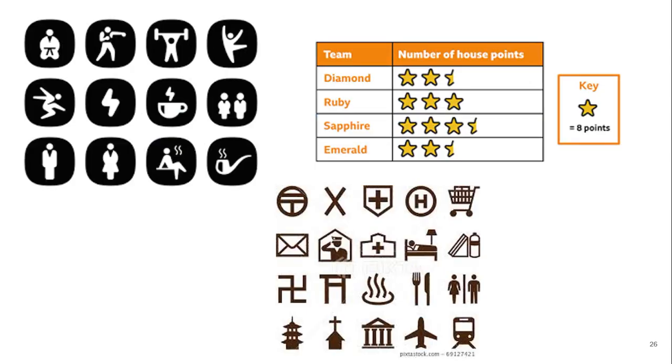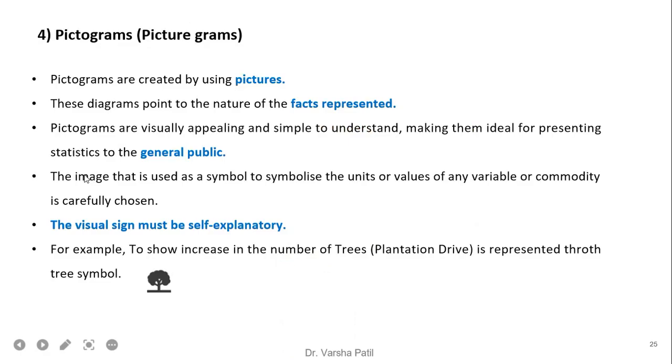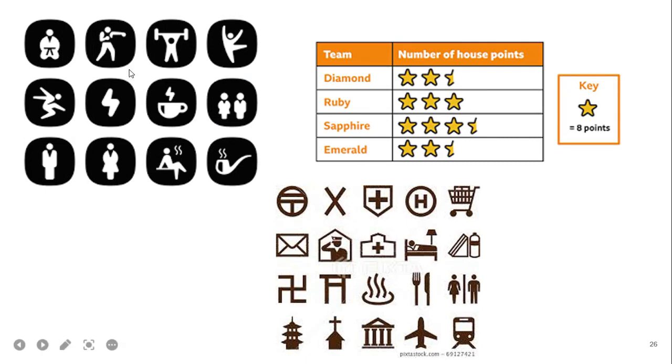Now, different types of symbols are used. For example, some of the symbols are from the figure, and you can easily guess. So this is nothing but again the pictogram, and here, for example, this key, that entire star is nothing but 8 points. So here we can easily get the idea: it is 8 plus 8, 16, and plus 4, that is 20.